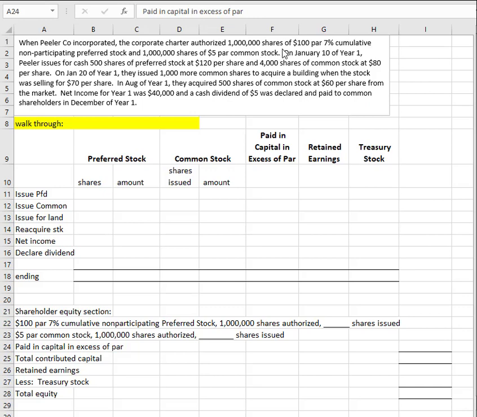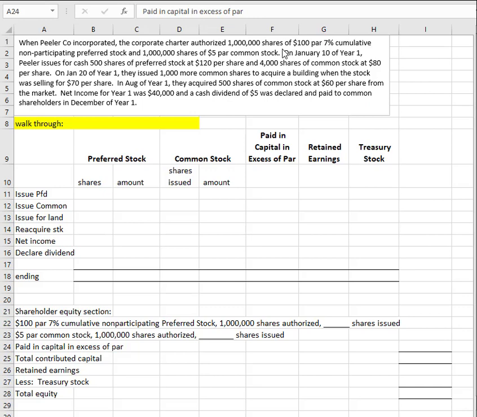Okay, fine. And then we see the description of the stock. The preferred stock is $100 par, 7% cumulative non-participating. Those are meaningful and indicate the rights and obligations for this particular preferred. So that $100 par, 7% is the secret code for the maximum dividend per share that they can get. And the cumulative indicates that if you miss a year or part of a year, you have to make that up in the future before the common shareholders can get a dividend.